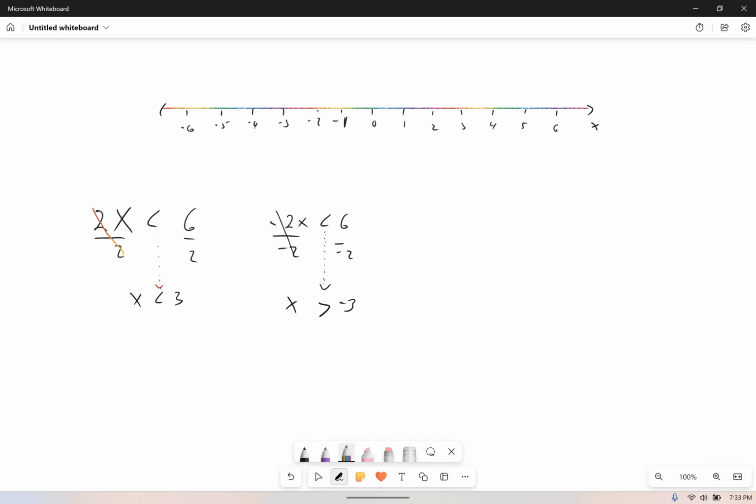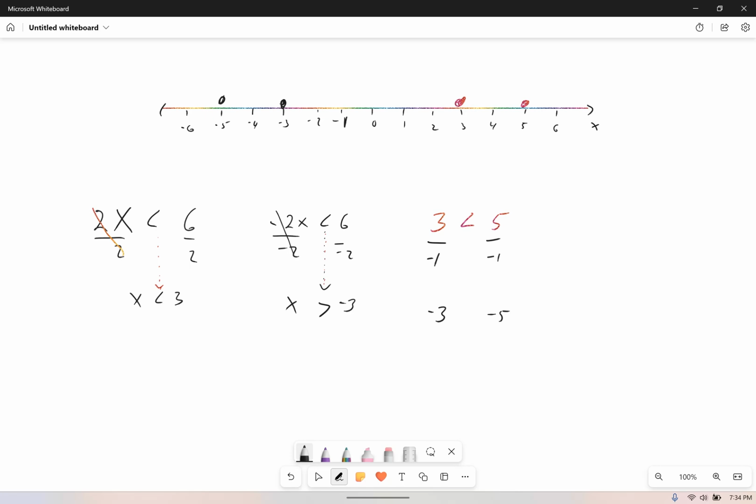So I'm going to show you, if I had something like this, 3 is less than 5. You can see right here is 3, and right here is 5. And you can see that 3 is in fact less than 5. If I were to divide this by a negative 1 now, and if I divide one side by a negative 1, I have to divide the other side by a negative 1. So 3 divided by a negative 1 gives me a negative 3. 5 divided by a negative 1 gives me a negative 5.